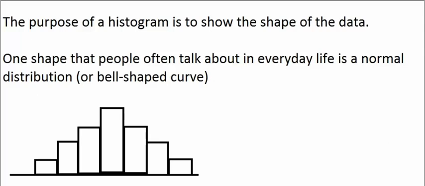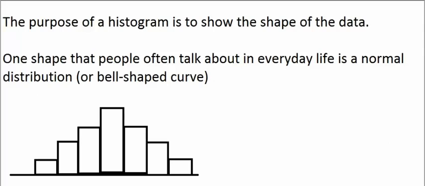And a data set can have a variety of different shapes. There's different shapes that could appear. And one type of shape that a lot of people know about is called a normal distribution or a bell-shaped curve. Normal distribution and bell-shaped curve have the same meaning, but in everyday life, people use the word bell-shaped curve more often. And the term normal distribution is used more often in statistics classes or in the field of statistics because it's the more technical word.